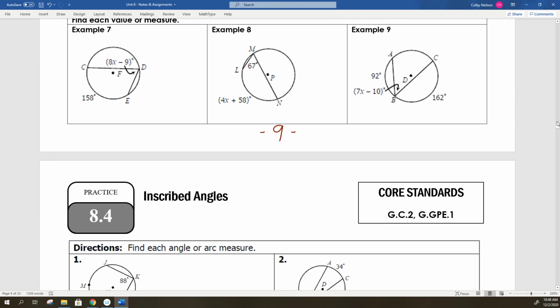Now let's throw an expression in there. So 8x minus 9 is the angle. The arc is 158. What's the relationship between the angle and the arc?